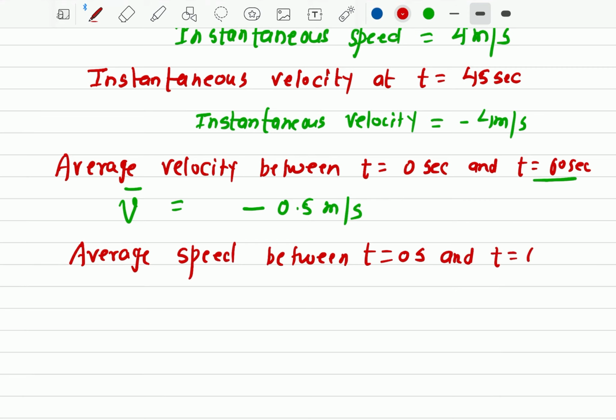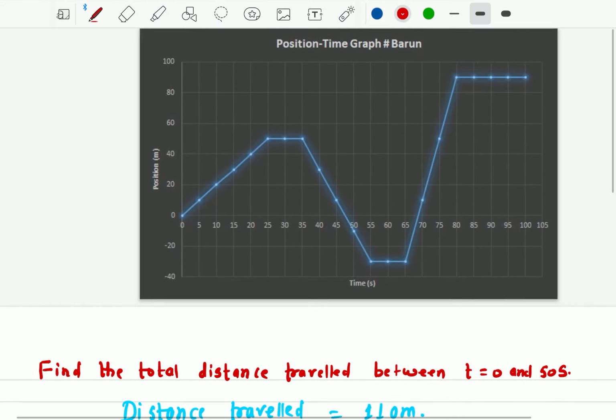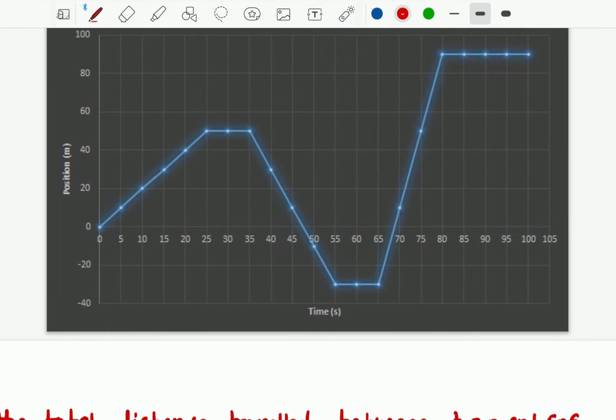And time equals, let's say, 60 seconds. We have to calculate the average speed. What do we need to calculate average speed? All the information that we need is the total distance traveled. So here I am circling 0 and 60. I'm going to calculate the total distance traveled. From this point to this point on this length, the distance traveled is 50 meter. Here it has traveled no distance at all, so 0 meter.